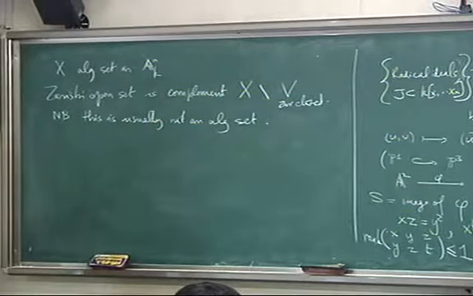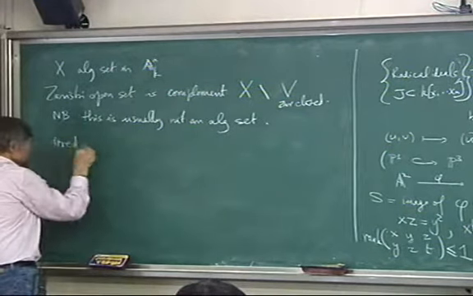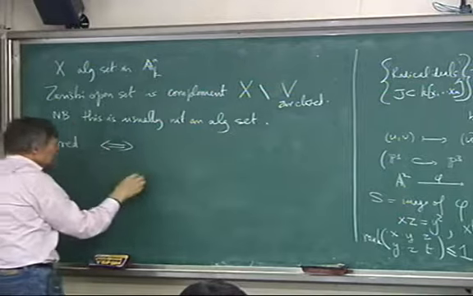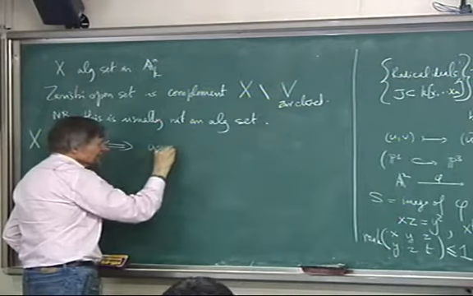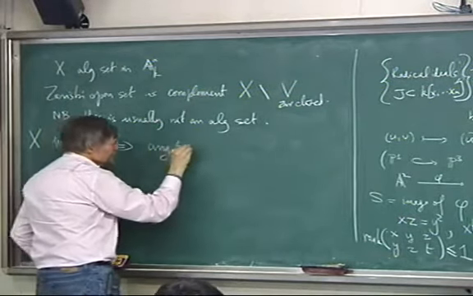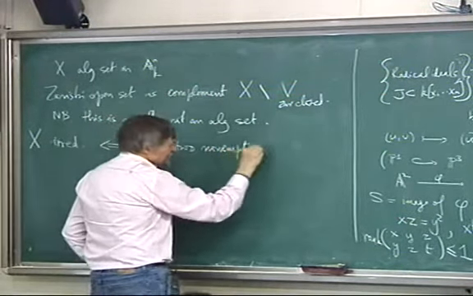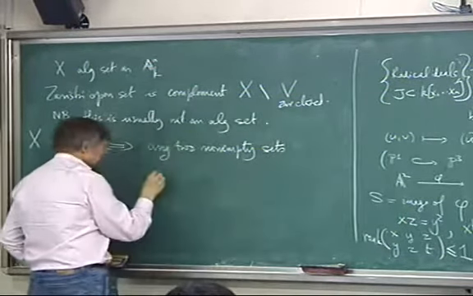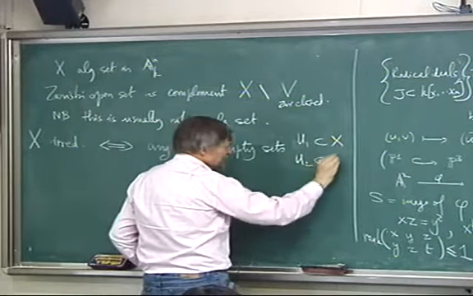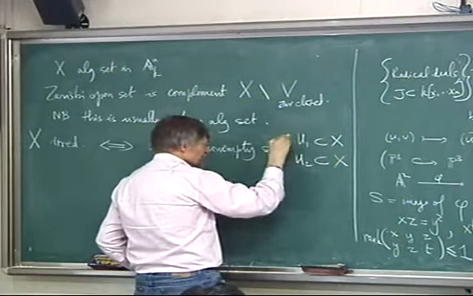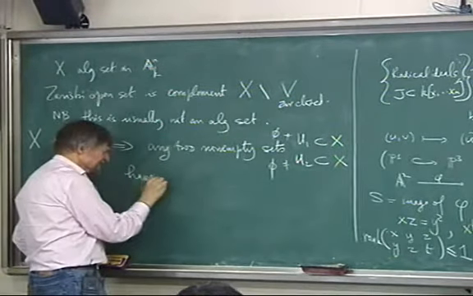So what do I want to make of this? Irreducible: X is irreducible if and only if any two non-empty open sets, let's say U1 in X and U2 in X, both not equal to empty, have non-empty intersection.